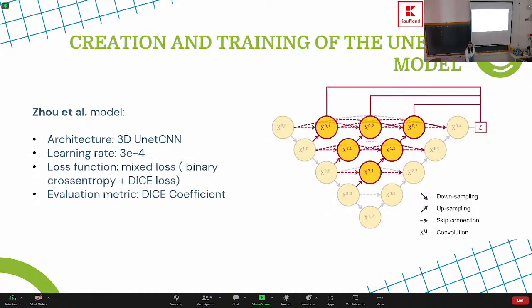Yes, and creation and training of the UNet++ model, the architecture is a 3D UNet, as you can see. All of these are interconnected to bridge the semantic gap between the encoder and decoder to also give as much information as possible. Now, for the loss function, they use a mixed loss, which is a combination of binary cross entropy and dice loss, with Dice as the evaluation metric.